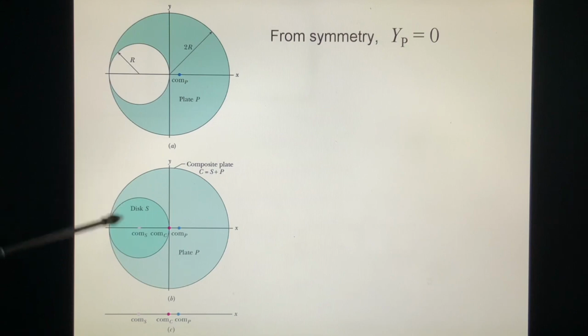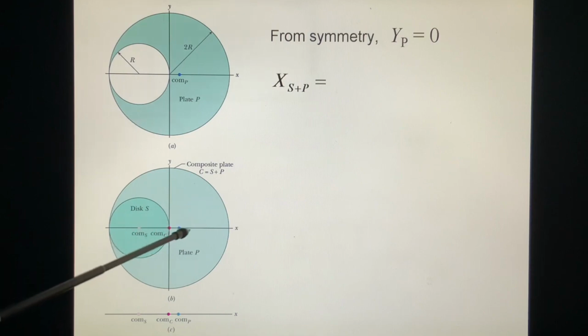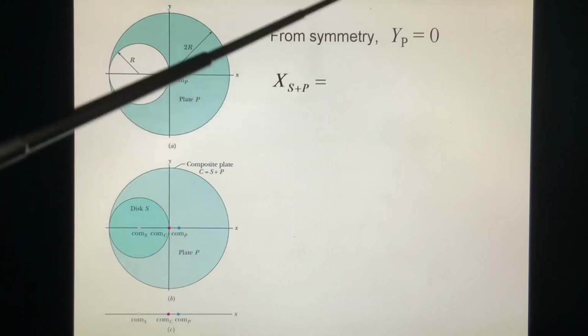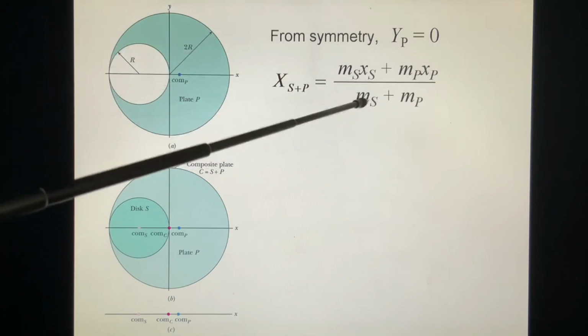We take these two pieces as two particles. For this particle, I know the center of mass is located at minus R. And for this one, the location is what I want to find. So let's put it together. Where is the center of mass? Here, 0. And by definition, for these two pieces, it should be m1 x1 plus m2 x2, divided by m1 plus m2.